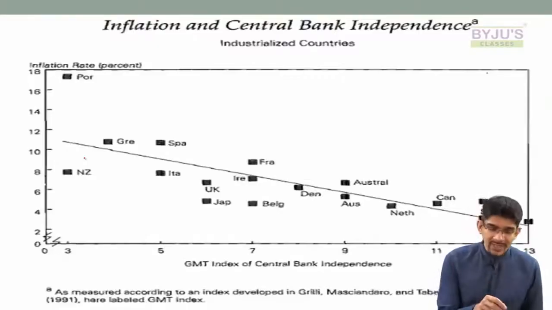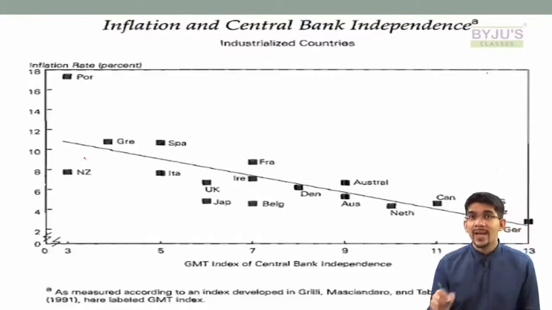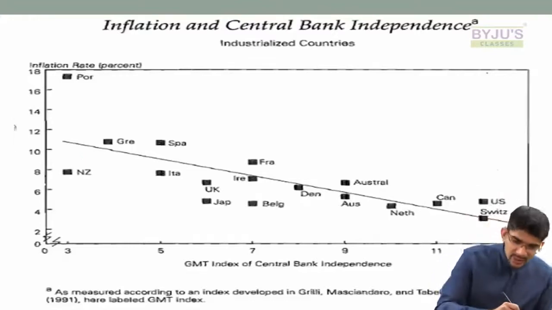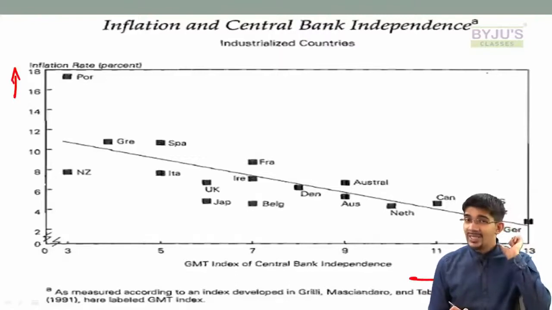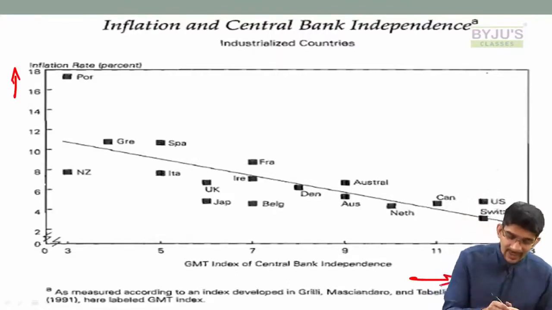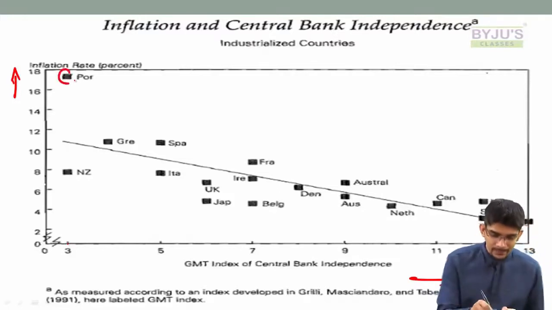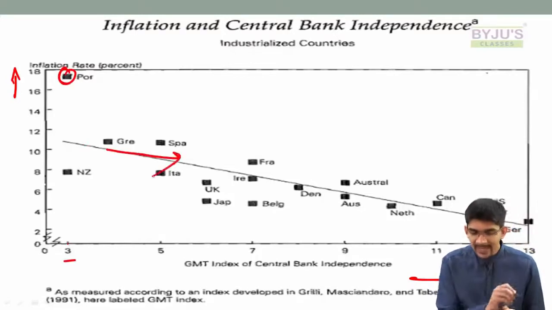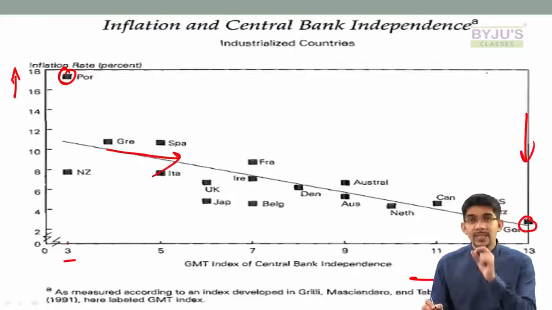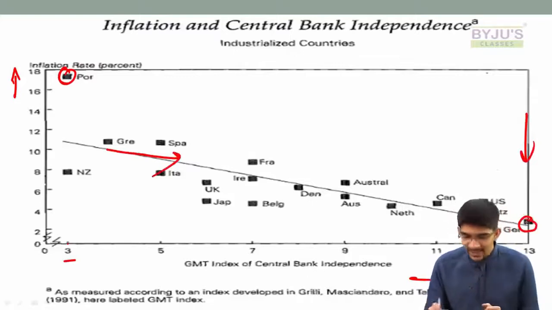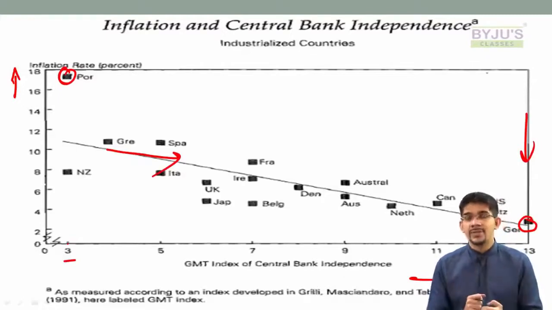So based on this, we can plot the various central banks in terms of independence. So here you can see inflation rate increases. Here you can see independence increases. Now, as you can clearly see from this diagram, when independence is very low, inflation is very high, Portugal. As independence increases, we can see inflation starts coming down. So Germany is the most independent central bank, and there the inflation is the least. Low inflation automatically means high independence of central bank.